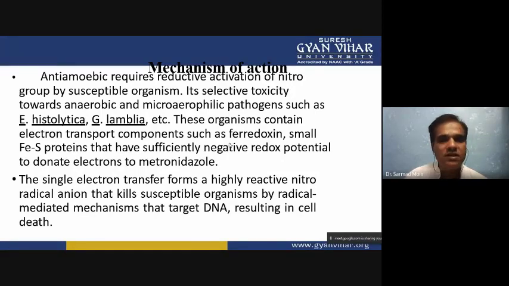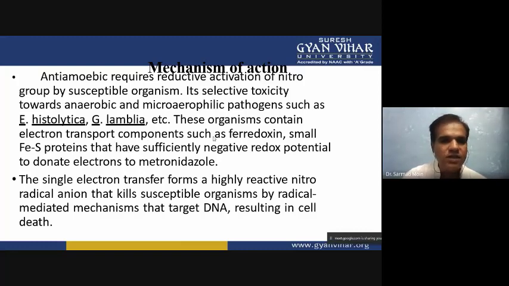It requires reductive activation of the nitro group by the susceptible organism. It is then selectively toxic towards anaerobic and microaerophilic pathogens such as Entamoeba histolytica and Giardia lamblia, etc. These diseases are caused by protozoa and require anti-amoebic drugs. These organisms contain electron transport components such as ferredoxin, a small iron-sulfur protein, that have a sufficiently negative redox potential to donate electrons to metronidazole.